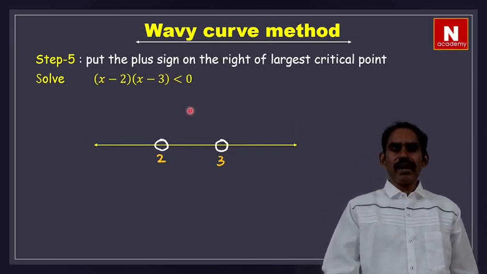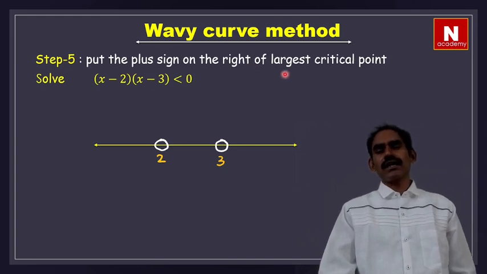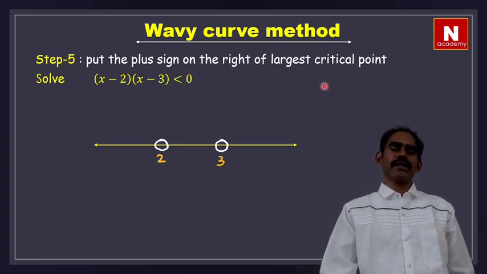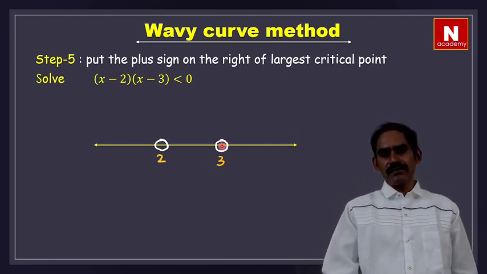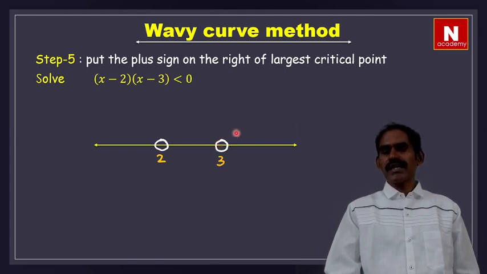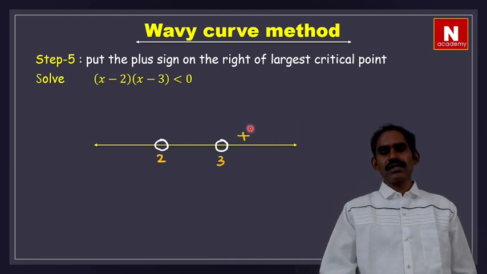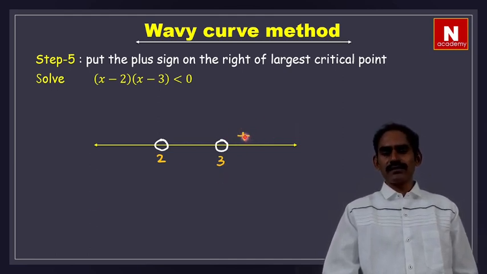Next, in step 5, put the plus sign on the right of the largest critical point. Here 2 and 3 are the critical points. In this, the largest critical point is 3. So on the right side you have to mark the positive sign, plus. See, observe this, this is a plus here. To the right-hand side of 3 you have to write plus.